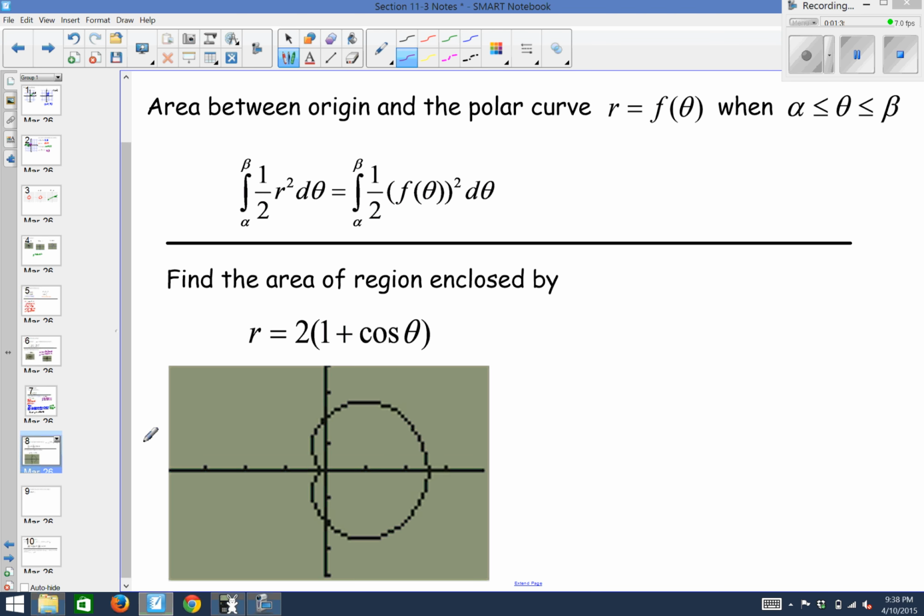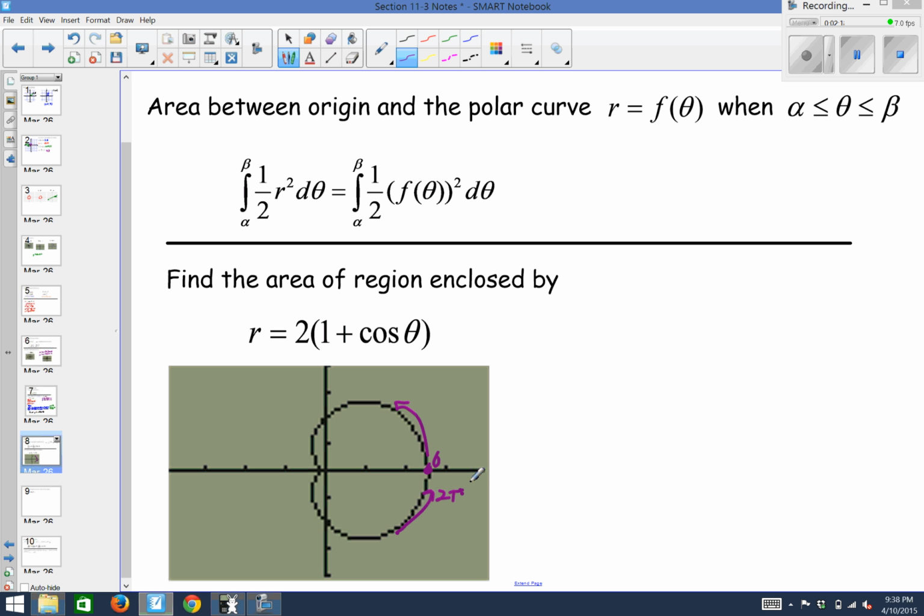So if, for example, I was looking at finding the area here enclosed by 2 times 1 plus cosine theta, really all I need to know is what r is, in which case this is given, and what theta goes between. And in polar form, I could just hit trace and trace around to see what theta is going from, to get from 0 to back to the starting position. And if I do that, I'll see that at 0 it starts here, it goes around this way, and it ends up back here when theta is 2 pi.